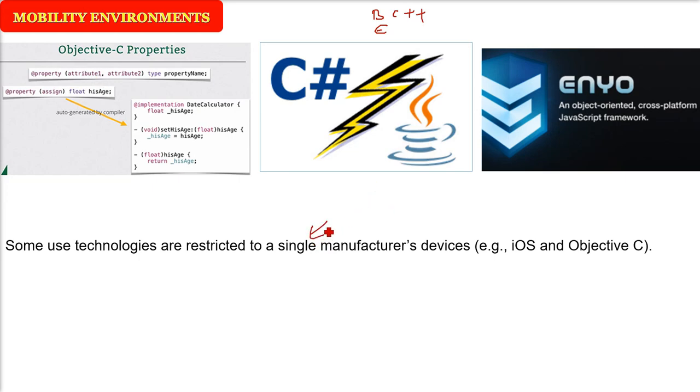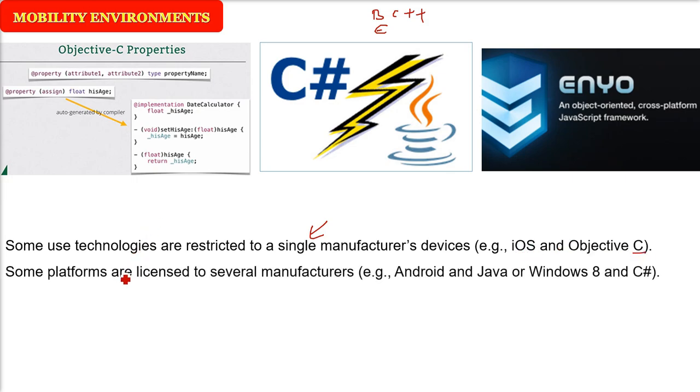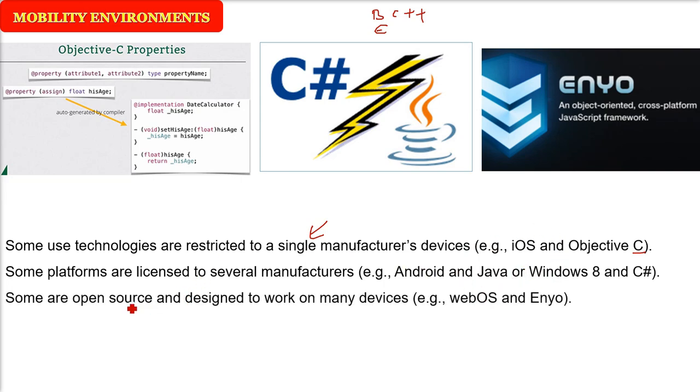There are some technologies that are restricted only to a single manufacturer's device, for example, Apple iOS and Objective-C. Some platforms are licensed not to a single manufacturer but to several other manufacturers, like Android and Java, or Windows 8 and C#. In Android Studio we develop in Java. Windows 8 apps we develop in C#.